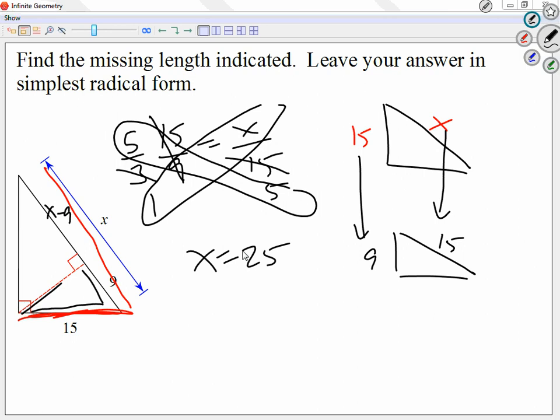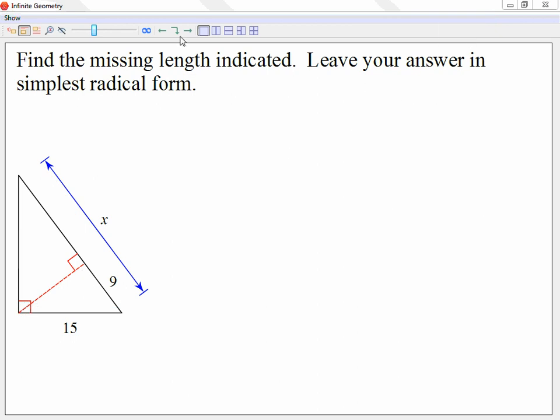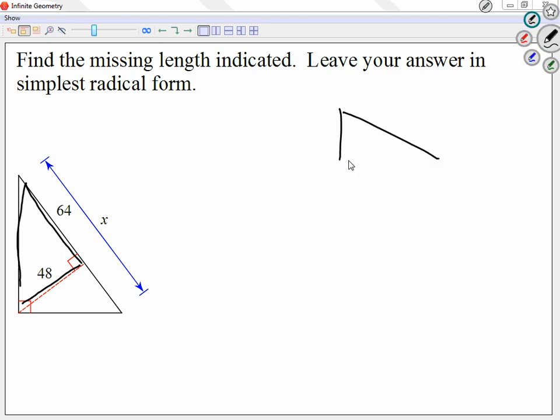Once again, you need two triangles where you know two sides of each triangle. Follow this example, it looks a little bit easier because we're kind of getting the idea now. Let's take a look at this one. Here, I know this triangle. If you flip it and slide it, the small side is 48, the big side is 64.